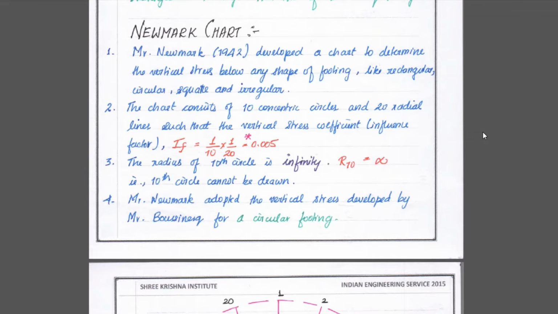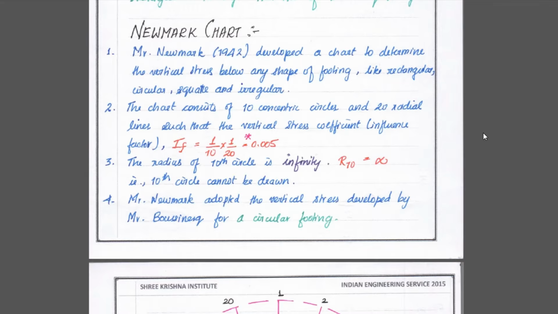Footings like rectangular, circular, square and irregular. Mainly the chart consists of 10 concentric circles and 20 radial lines such that the vertical stress coefficient is called the influence factor. The radius of the 10th circle is infinity, so that circle cannot be drawn. That is why it is drawn as a dotted line.